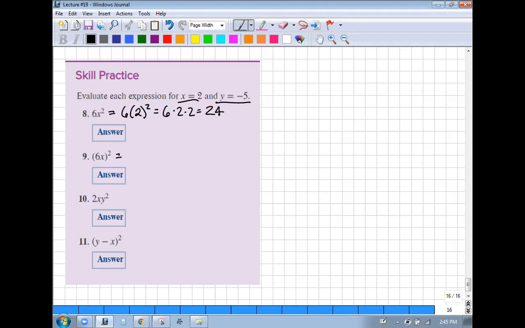This one, again, they said x is 2, so let's replace the x with a 2. 6 times 2 is 12. 12 squared is 12 times 12, which is 144.